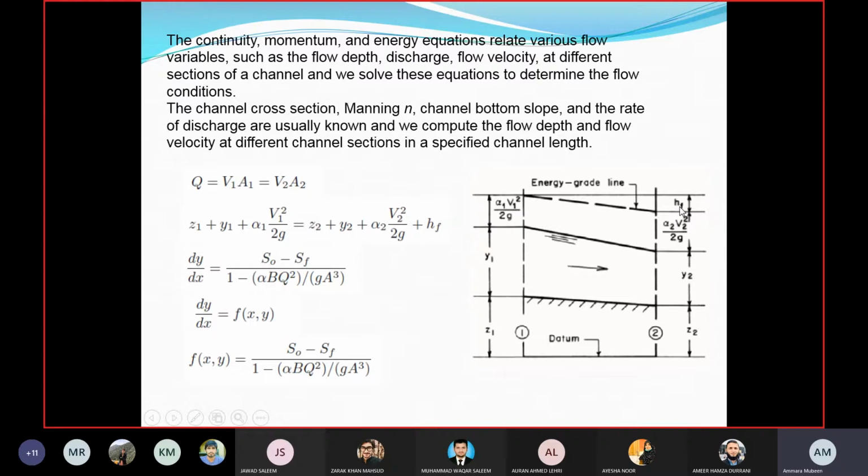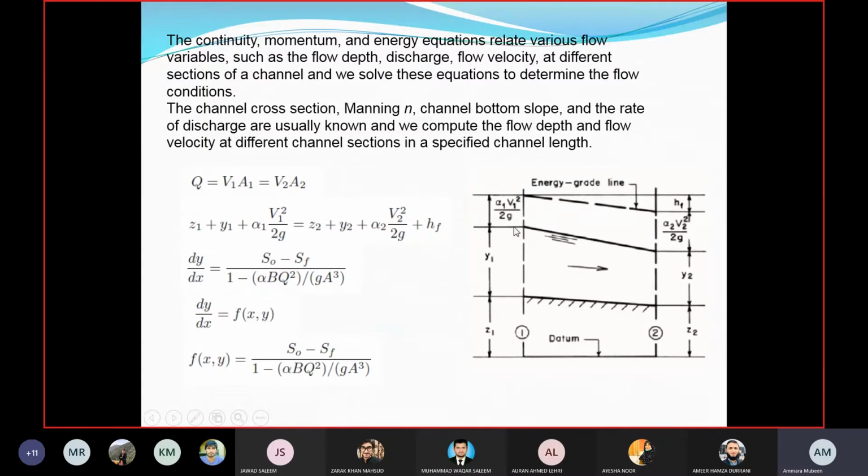So for a real fluid flow scenario in which we consider frictional losses and shear stresses, there would be head losses present. The difference of the energies is actually the head loss. To write it in equation form, we write Z1 plus Y1 plus V1 square over 2g equals Z2 plus Y2 plus V2 square over 2g plus hf.